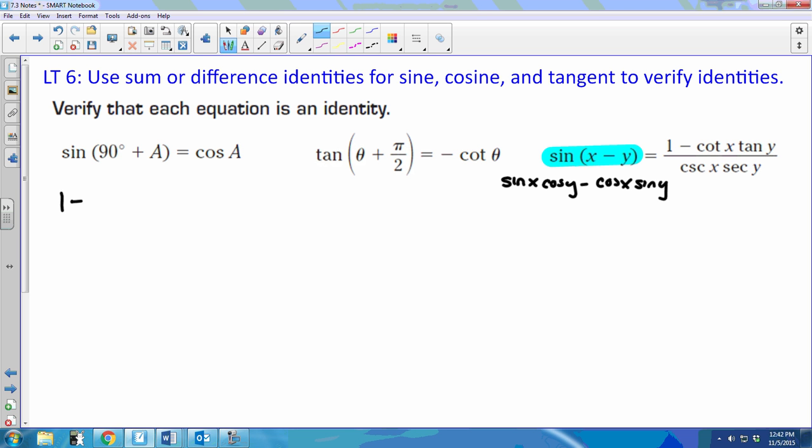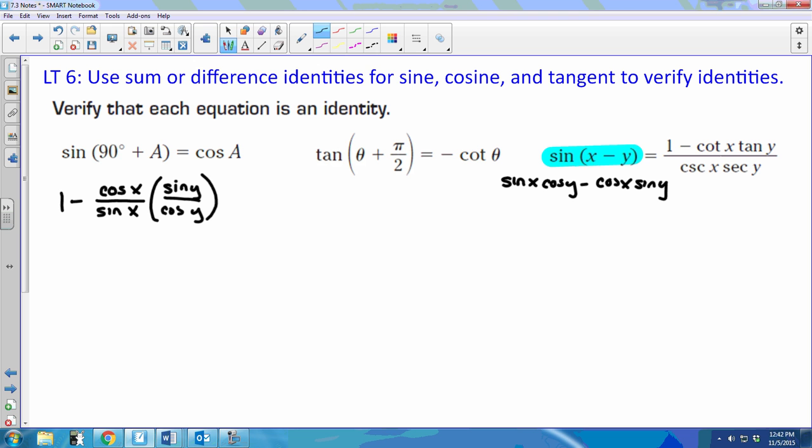So cotangent is what? Cotangent is cosine over sine. All right, so cosine x over sine x. And then tangent is what over what? Sine over cosine. Right, but this is y. So I just wrote sine twice instead of cosine. There we go. Okay. So the sines and the cosines don't cancel out because you have different variables. That's why it's very important you write the variable.